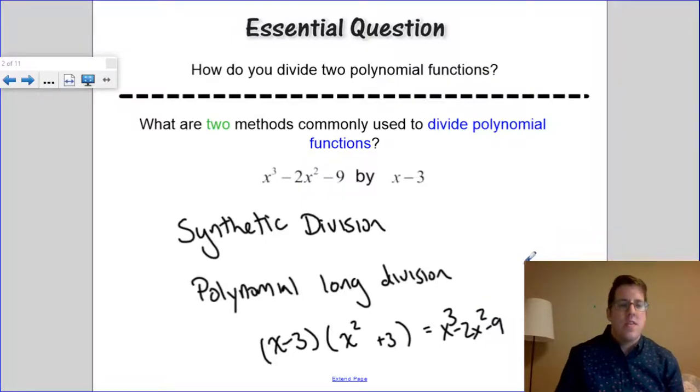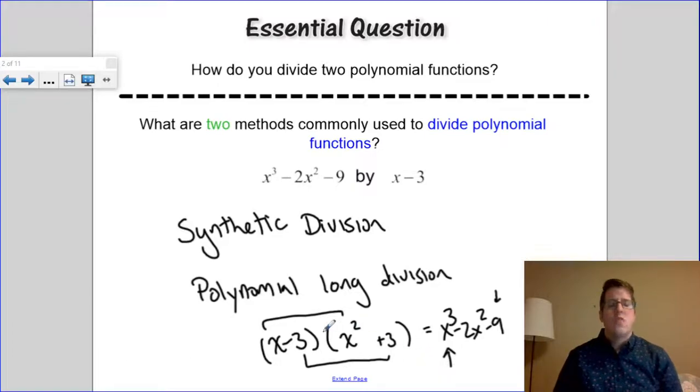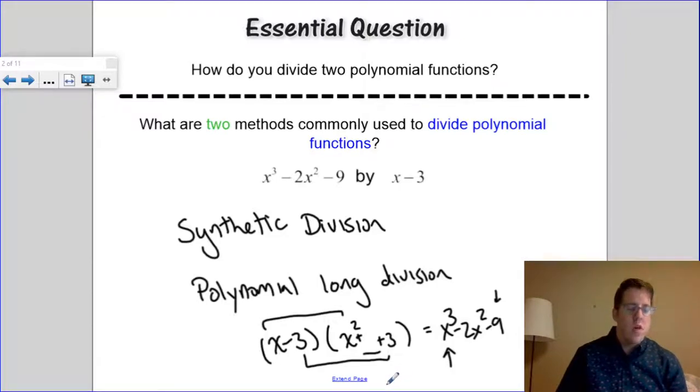The only way to get this leading x cubed would be if we were to multiply x times x squared. And similarly, the only way we would get this constant term of negative 9 is if we multiplied the negative 3 by a positive 3. So I'm wondering, is there something that we can put in the middle in order to figure out if this multiplies? Give it a thought.